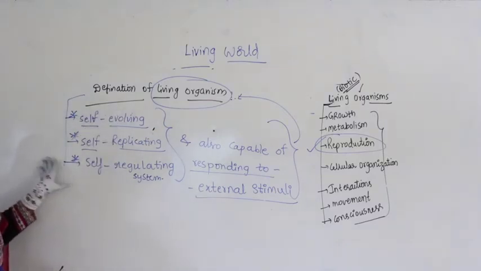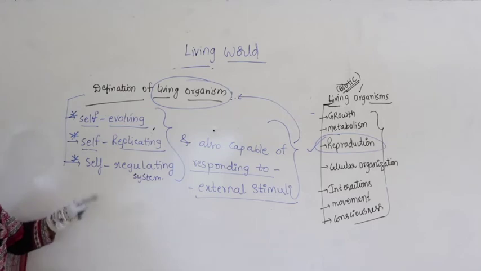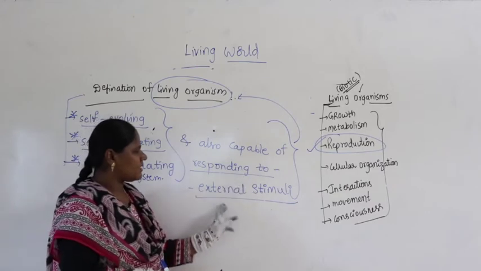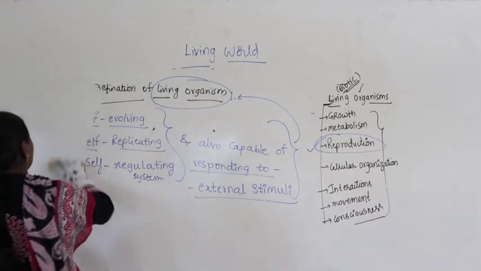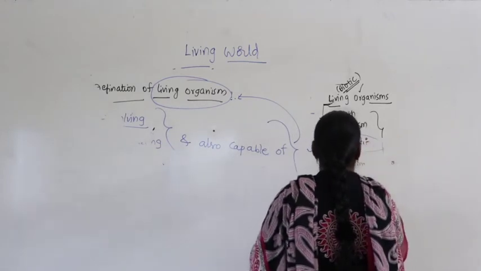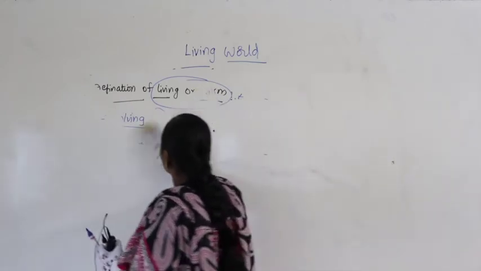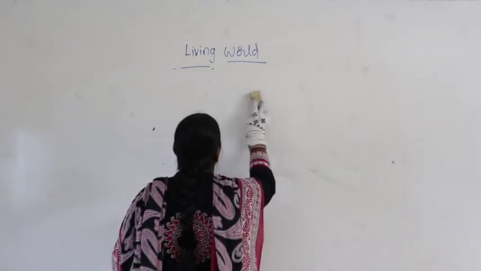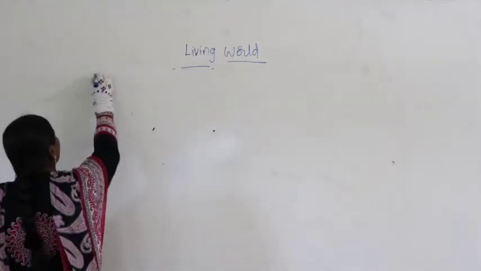Once again I say this is very important. We say a living organism is self-evolving. So, this definition should be in your mind: self-evolving, self-regulating and self-replicating, capable of showing response to external stimuli, itself is called a living organism. Now, let us continue further. Let us continue.